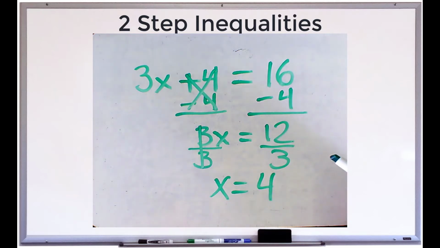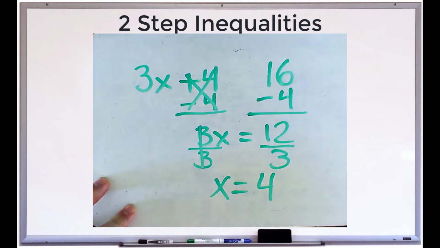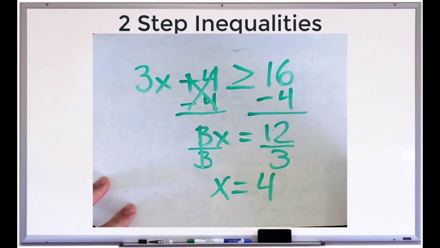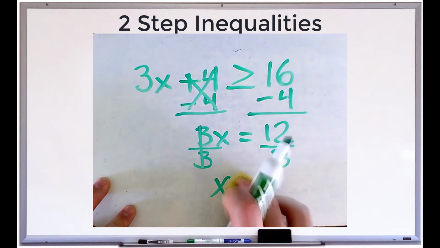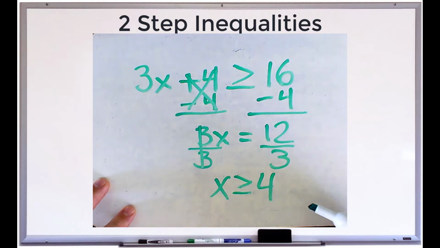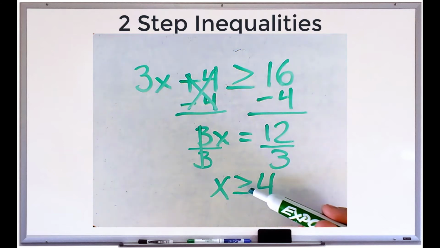However, I have to remember that this wasn't actually an equation problem. It was an inequality problem that had a greater than or equal to sign. So I'm going to have to change this sign to greater than or equal to. I didn't multiply or divide by anything negative, so my inequality sign doesn't need to be flipped around.